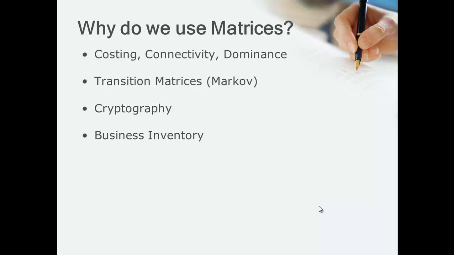These are really useful when you're looking at predicting what's going to happen down the track, so looking at long-term trends. We'll be looking at an example of cryptography and then also business inventory as another example where you might use big matrices. So the idea there will be just putting into context why we might use matrices.